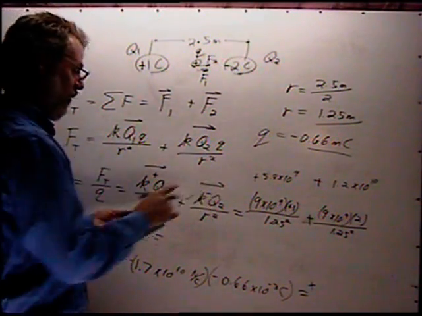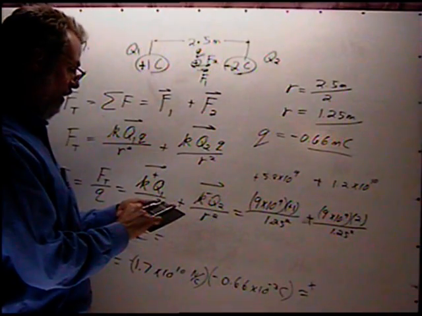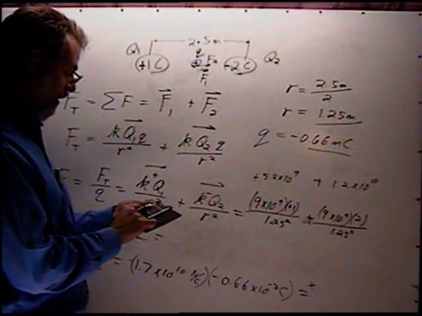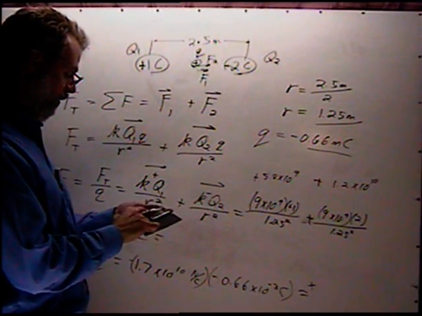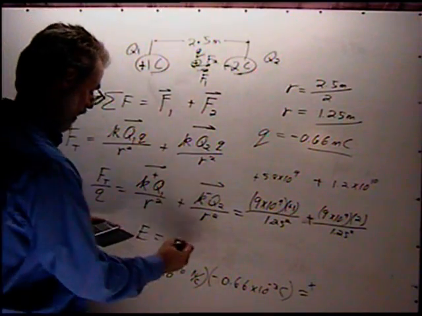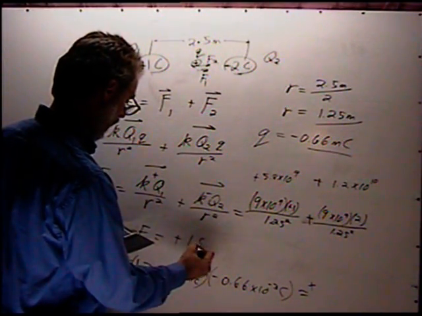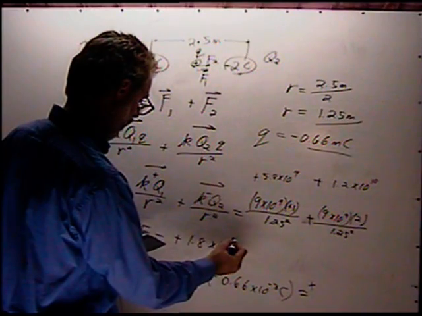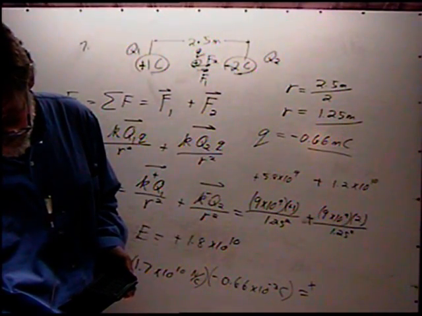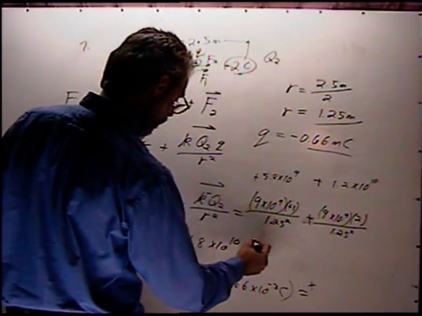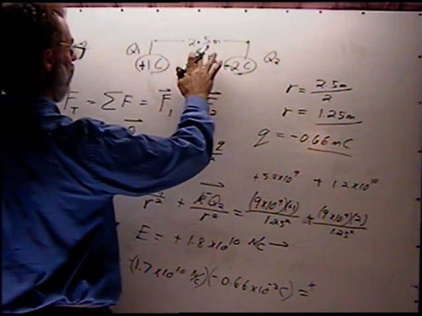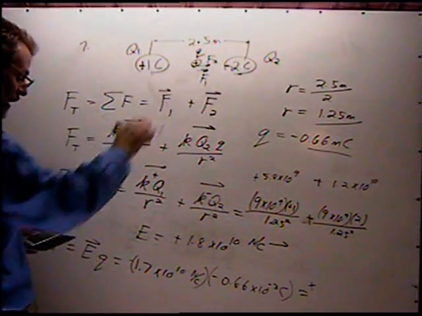Whoops. Let me try that again. 5.5 e to the 9th plus 1.2 e to the 10th. I get a plus 1.8 times 10 to the 10th. Yep, I think that's what I got before. And that's a field heading to the right. The electric field heads to the right.